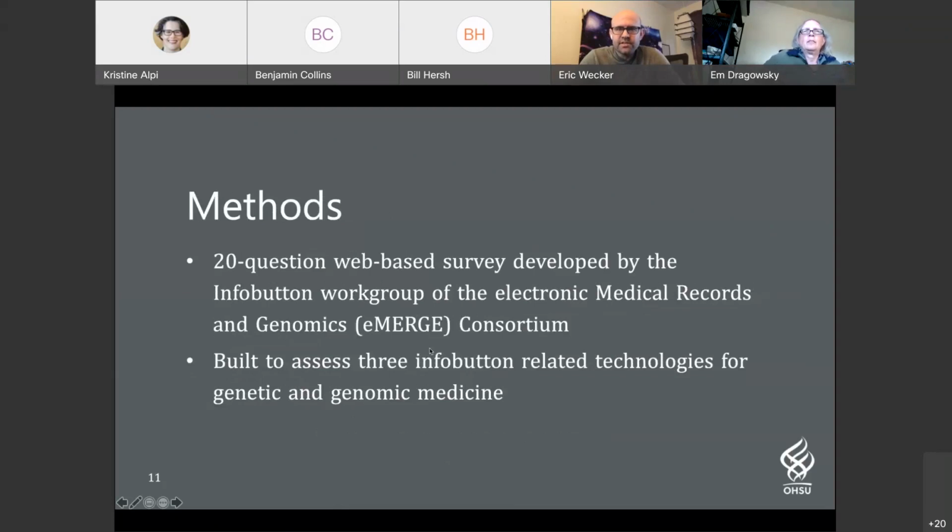The method for this study was a 20-question web-based survey. This was developed by the Infobutton work group of the eMERGE consortium, and they actually developed and hosted one of the products we'll look at. This survey was made to assess three Infobutton-related technologies for genetic and genomic medicine.